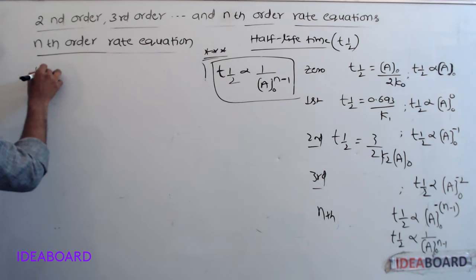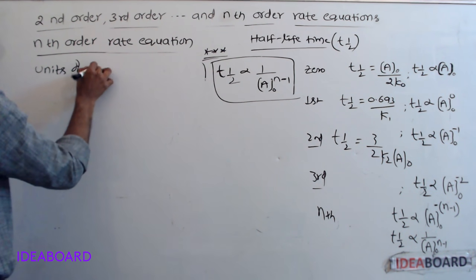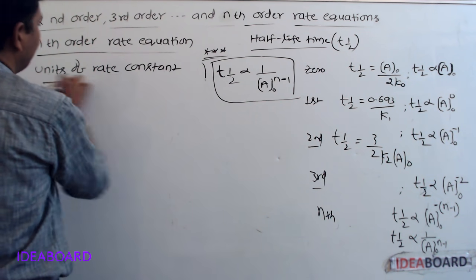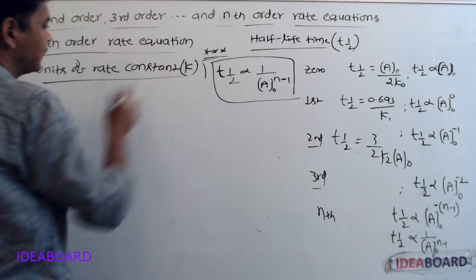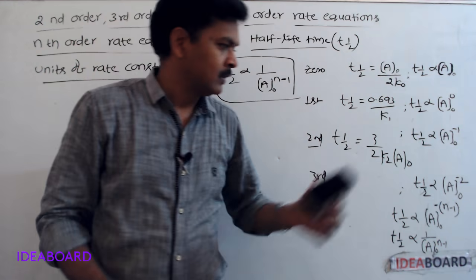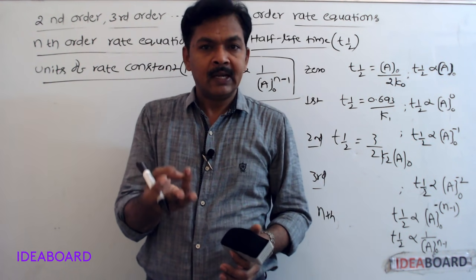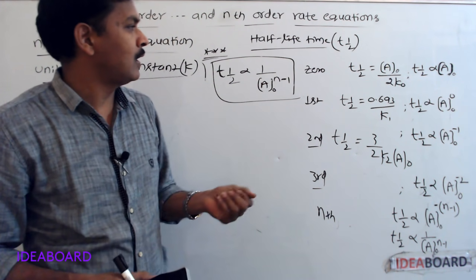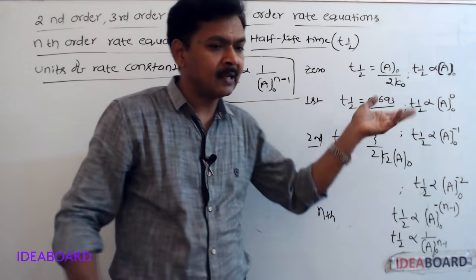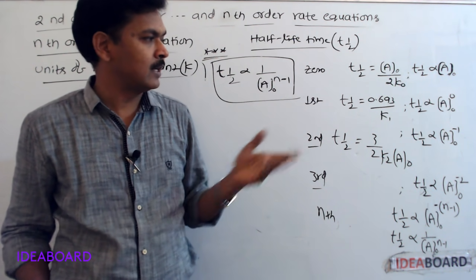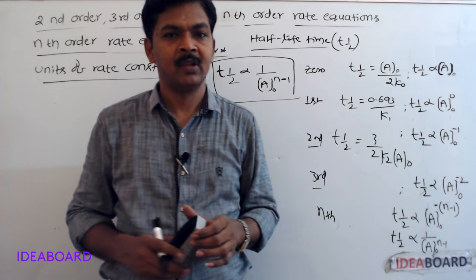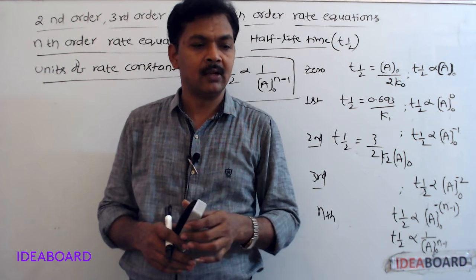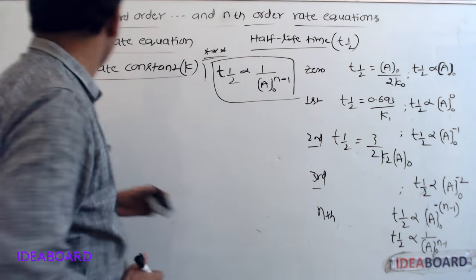Next, units of rate constant. That K is the rate constant. Zero order integrated rate equation and first order integrated rate equation are both very important. The remaining depend on the student's wish: if you are able to read, otherwise just remember the formulas. But for zero order reactions and first order reactions, everything is important. Integrated rate equation is also important.